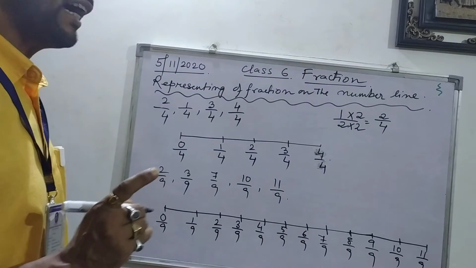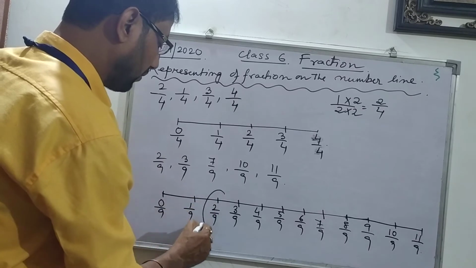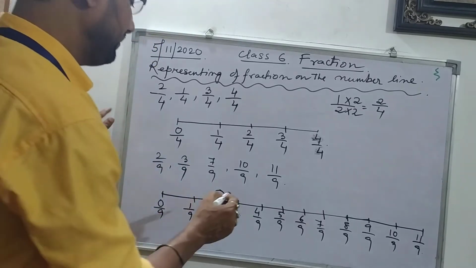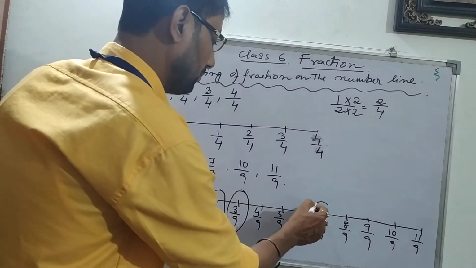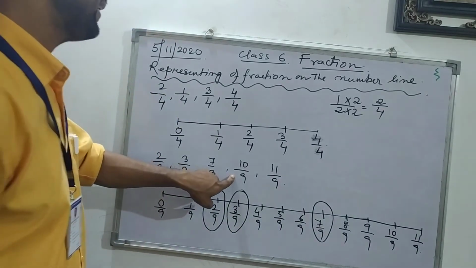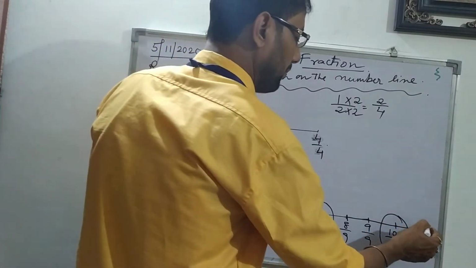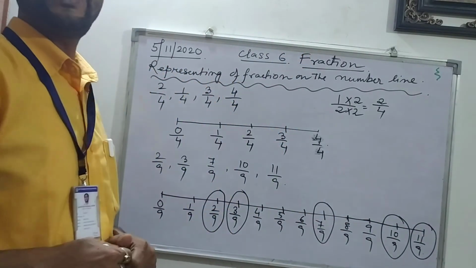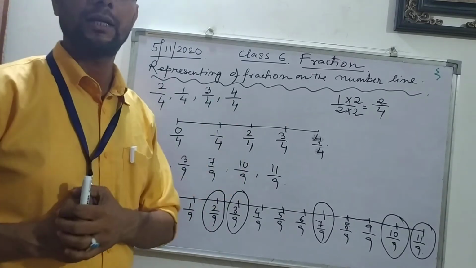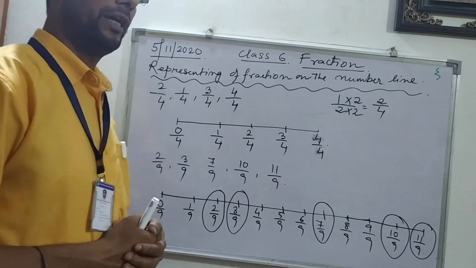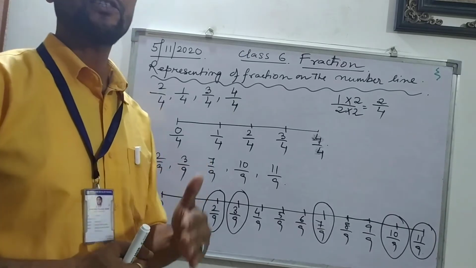So what numbers did I ask you to represent on the number line? I said 2 by 9. Make a circle over here. Then I said 3 by 9. Make one circle. Then I said 7 by 9. Make one circle. Then I said 10 by 9. Make one circle. Then I said 11 by 9. Make one circle. So in this way we represent fractions on the number line. Students, hope you have understood how to represent fractions on the number line.